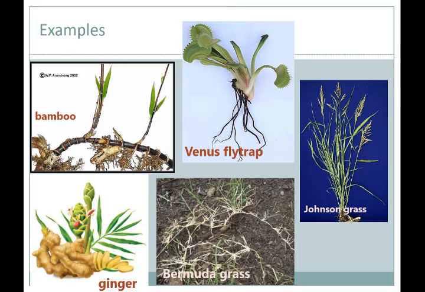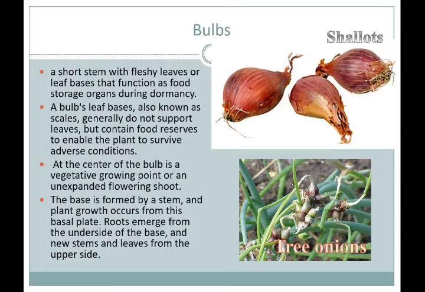And lastly, ginger. Bulbs. Bulbs are a short stem of fleshy leaves or leaf bases that function as food storage organs during dormancy. A bulb's leaf bases, known as scales, generally do not support leaves, but contain food reserves to enable the plant to survive adverse conditions.